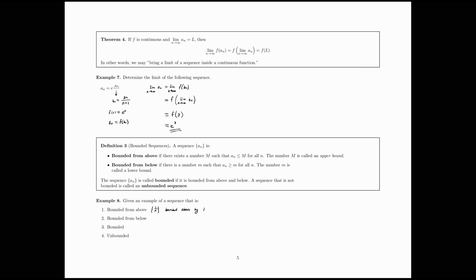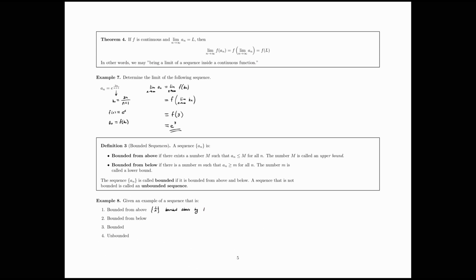So this is bounded above by 1 because as n gets larger, the sequence terms get smaller. So the largest the sequence term would have to be is the very first term of the sequence, which corresponds to n equals 1, which is 1. So that's why it's bounded above by 1.